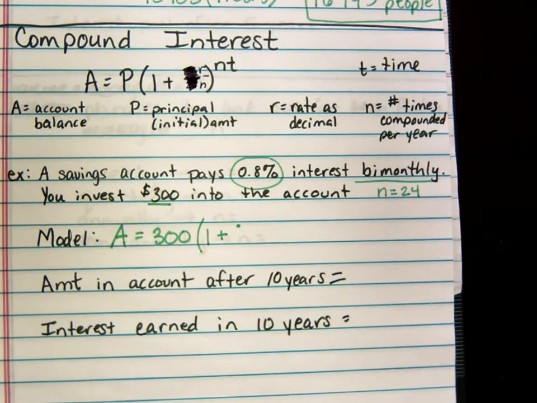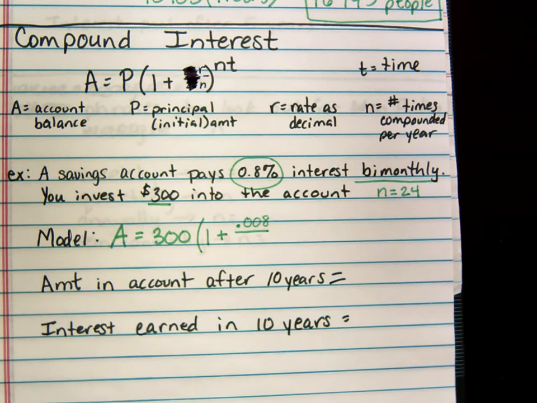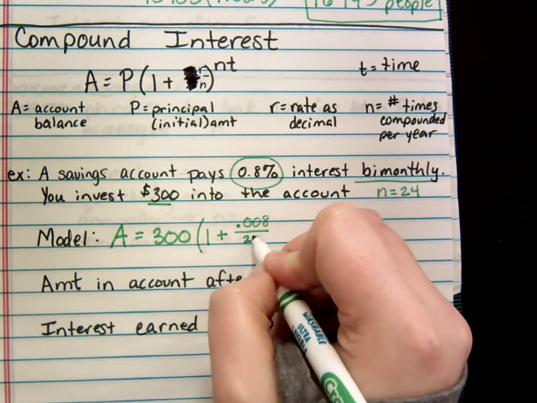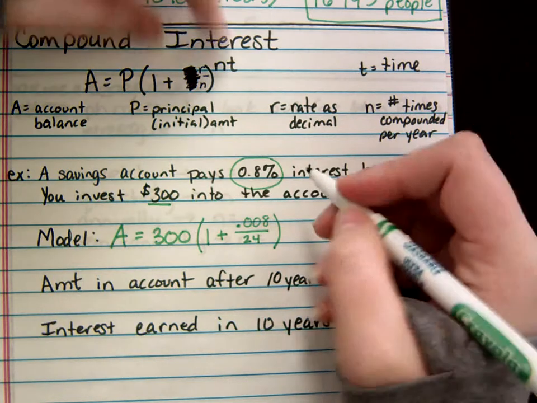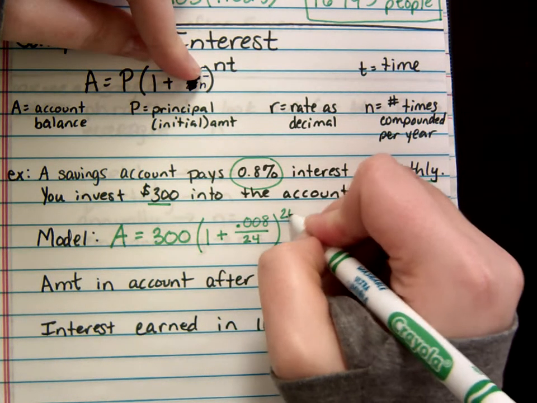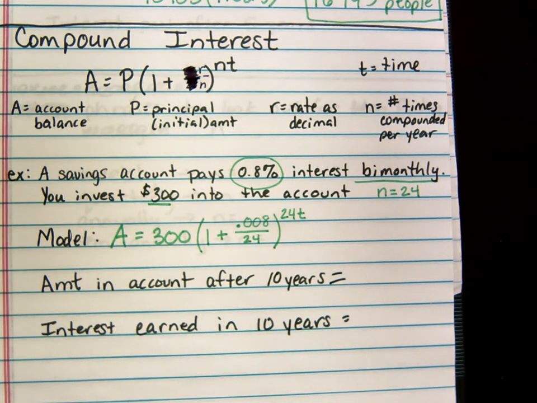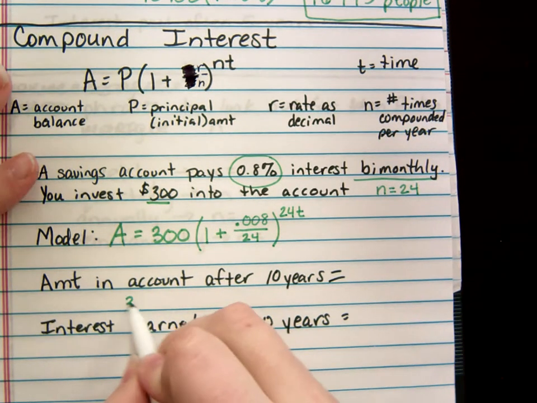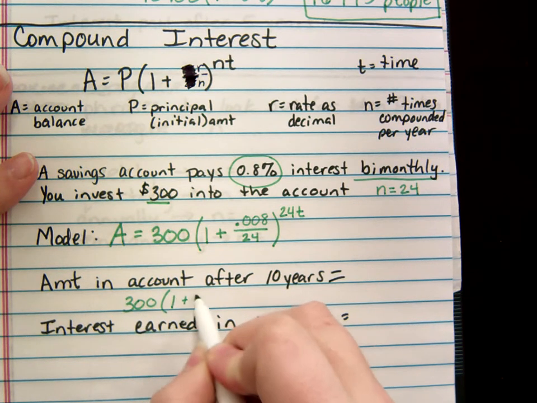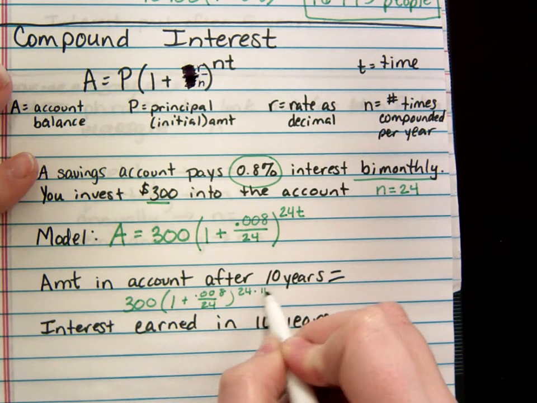Alright, so the rate goes on top, sorry about that, over N, the number of times compounded. That's 24. And then my exponent, well, that's N times T, so 24T. This is the model we're going to be using to express the amount in the account at the end of a certain time period. So if I want to know the amount in the account after 10 years, what I'm going to do is plug in a 10 for T.